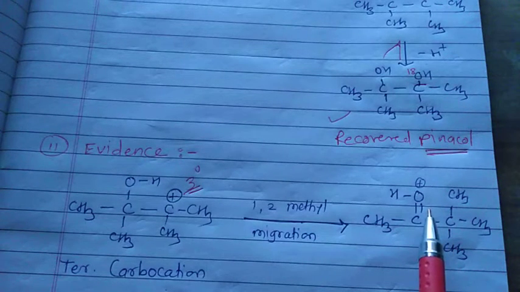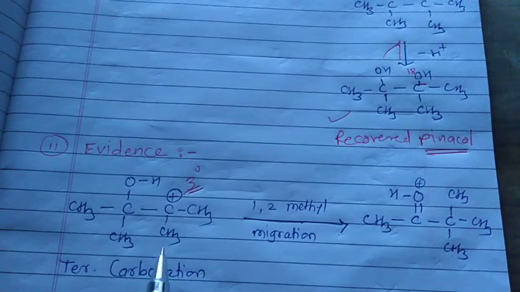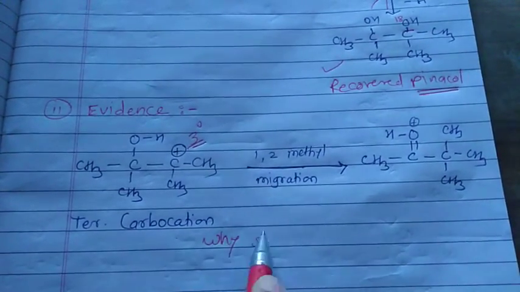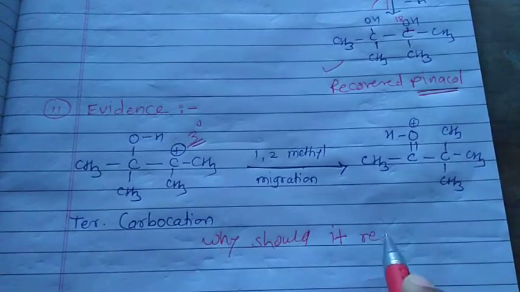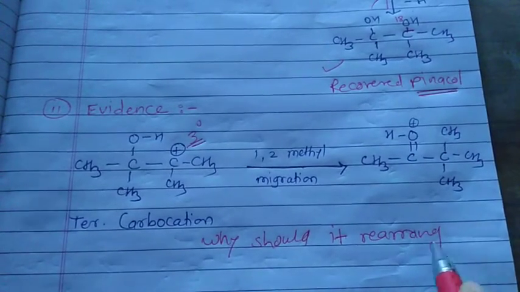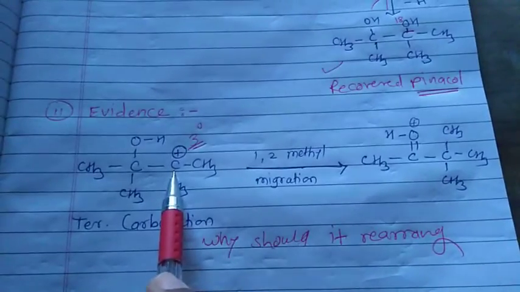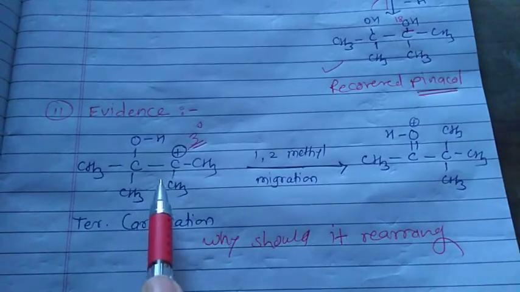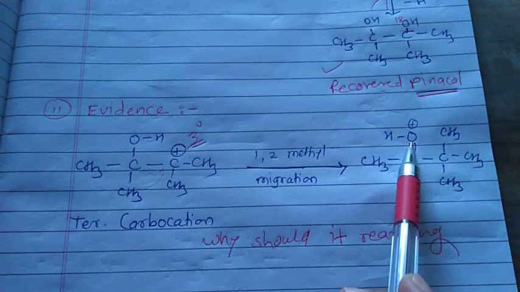Here this carbocation is tertiary and there is no ring strain over here. So why should it rearrange? The question is why should it rearrange. The tertiary carbocation is the most stable carbocation. Instead of that, why is this CH3 group migrated to here, and why is there a formation of this oxonium cation?